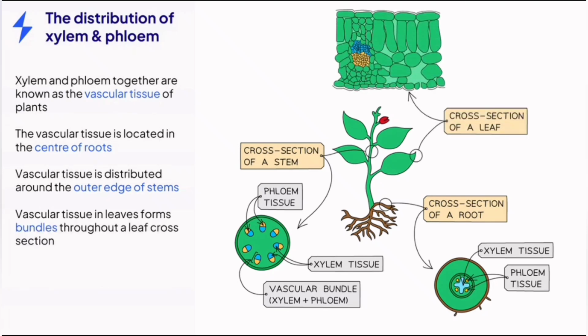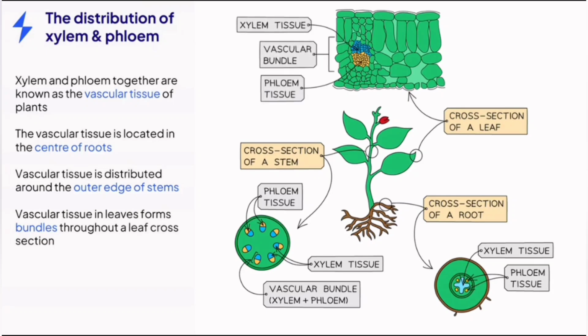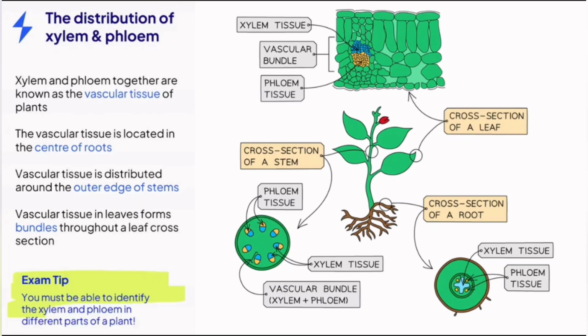In a leaf, the vascular tissue forms the veins that we can see, and in cross-section the veins can be seen as bundles distributed throughout the leaf, with the xylem tissue on the top and the phloem underneath. You must be able to identify the locations of xylem and phloem in different parts of a plant.